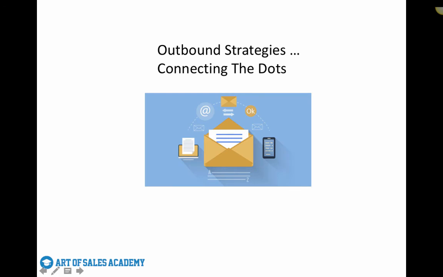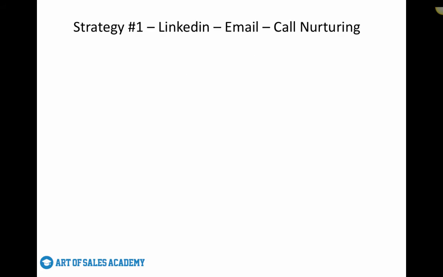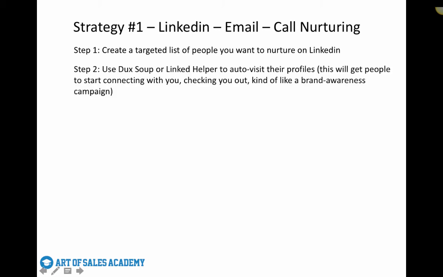So let's get into the actual strategies and get into connecting some of the dots here, right? So here's one strategy that you can use implementing all these tools, right? LinkedIn, email to cold call nurturing, cold calling. So step one, you create a targeted list of people you want to nurture on LinkedIn, right? You do that by searching some parameters on LinkedIn, has this title, has this role, lives in this city. Then you use Duck Soup or Linked Helper to visit all of those profiles. They'll start connecting with you.